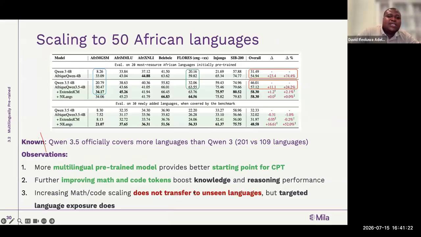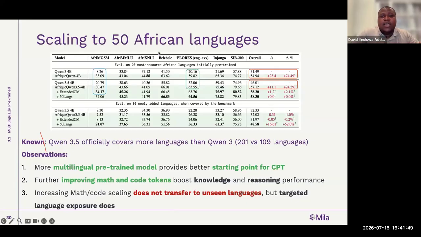So lastly, we decided to scale to 50 languages. It's quite ambitious, but we decided to do that. And what we have found is that adding tokens from those lower resource languages, after we have balanced and improved math and code tokens and added more, doesn't really hurt the performance. So there's no reason to just scale down to 20 languages.